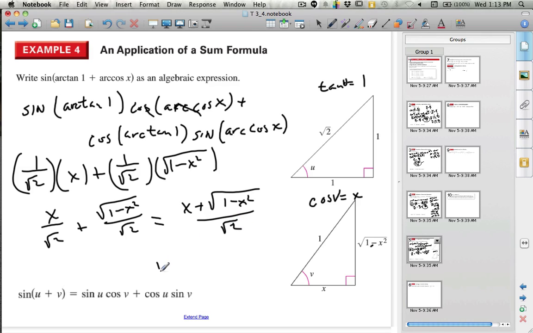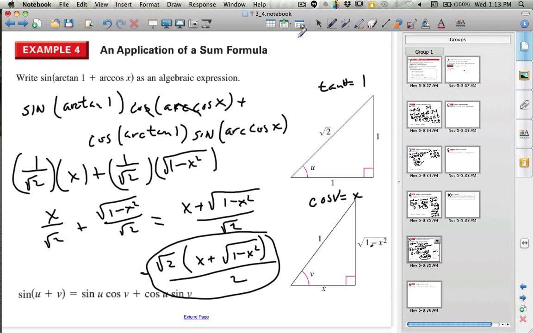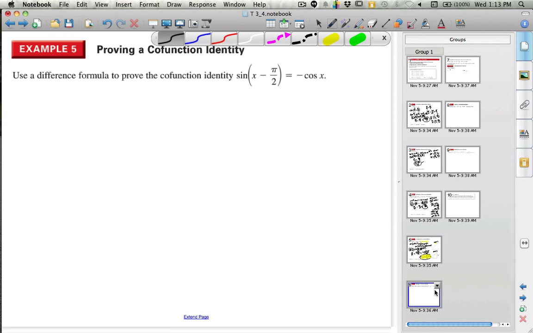And we could rationalize the denominator. This would be radical 2 times x plus the square root of 1 minus x squared, all over 2. So this is an algebraic expression. So we converted a trigonometric expression to be an algebraic expression. Okay, no trig functions. Mostly it takes being careful, taking your time, carefully substituting and simplifying.